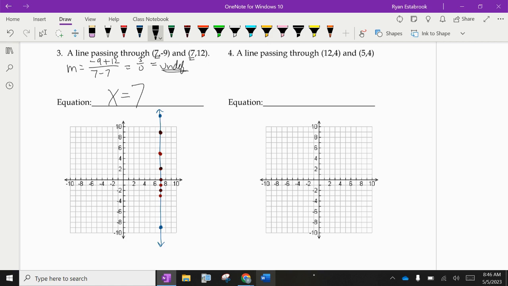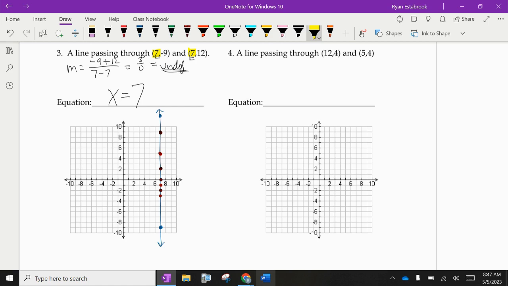Undefined slope is when you have a vertical line. The way you write the equation of an undefined slope line is x equals, and it's x equals 7 in this case. So special case number 1, if the slope is undefined, put the points on there, see if you can kind of logic your way through it. X equals 7 is the equation of this line. X equals 7 for every point on that line.